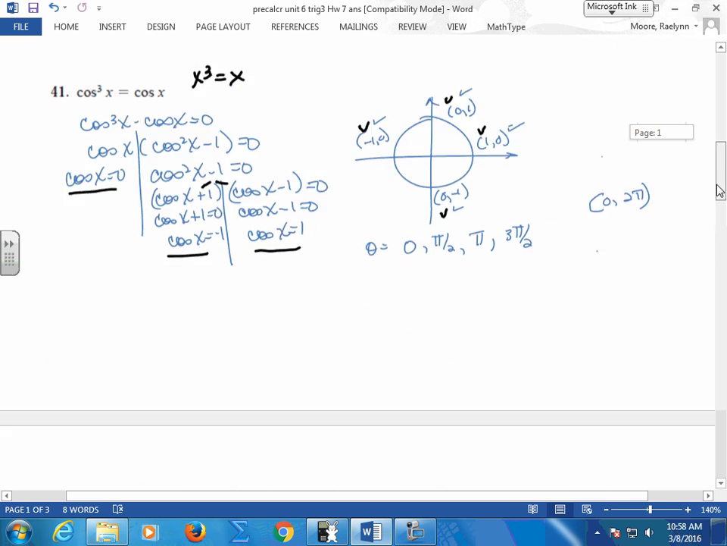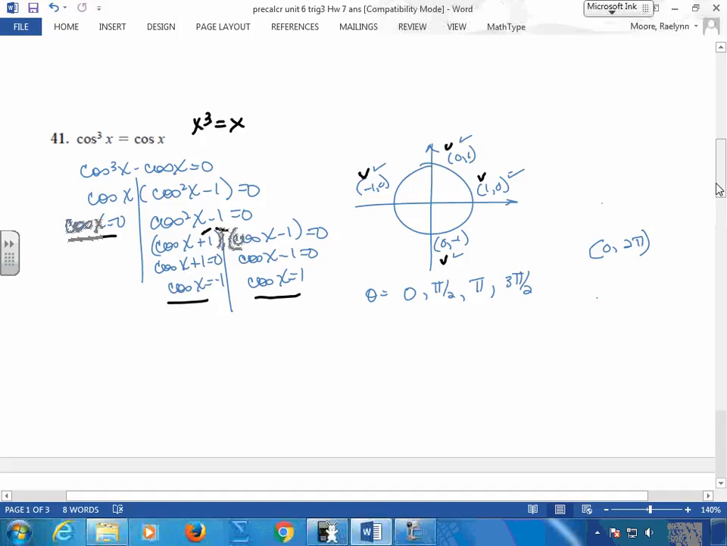Pi over 2? Yes. I'm at the 0, pi over 2, pi, 3 pi over 2. And be careful how we ask this. It said between 0 and 2 pi with the soft bracket. So you have to give me the 0, but I don't want the 2 pi.